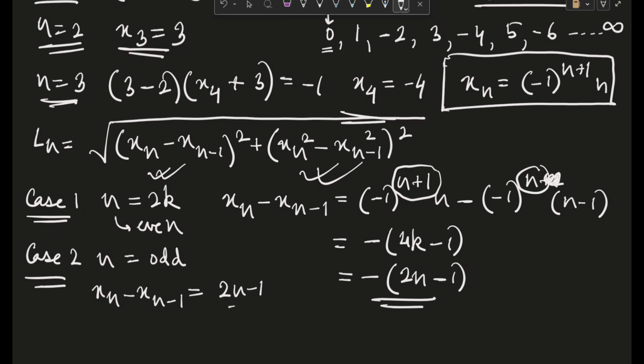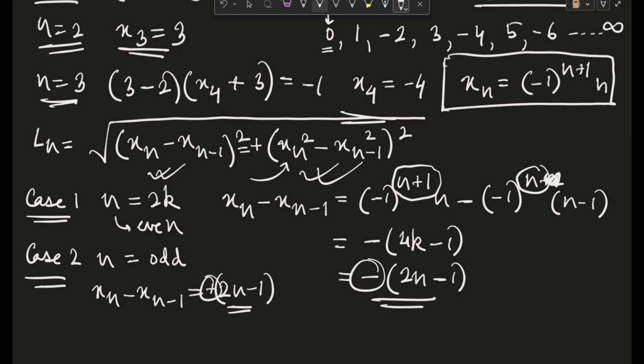Now, the very interesting part in this question is that this minus sign and this plus sign here don't actually matter. Why? Because this thing is getting squared. That's the beauty of this question, so that will not at all matter. And now we also need to find this particular quantity.